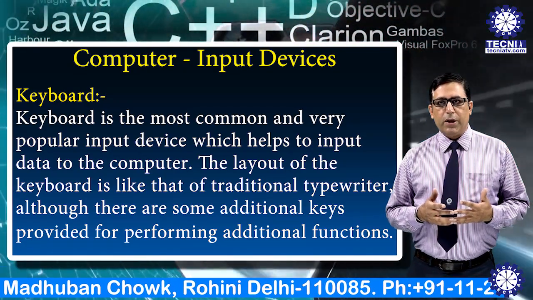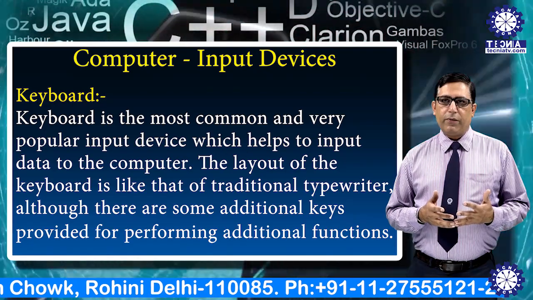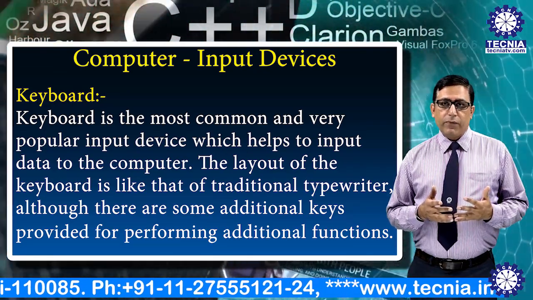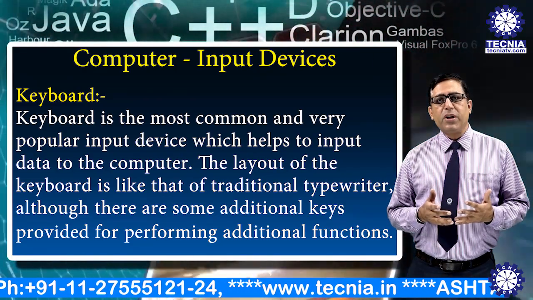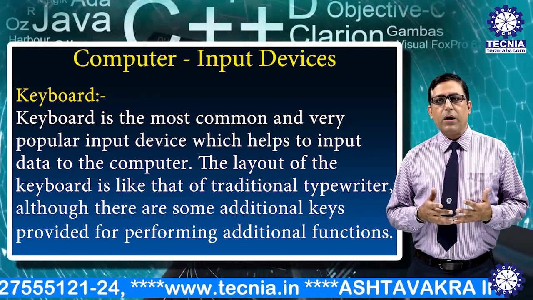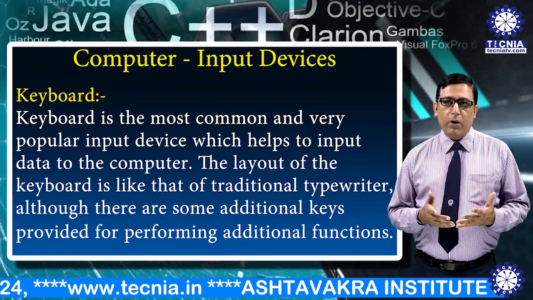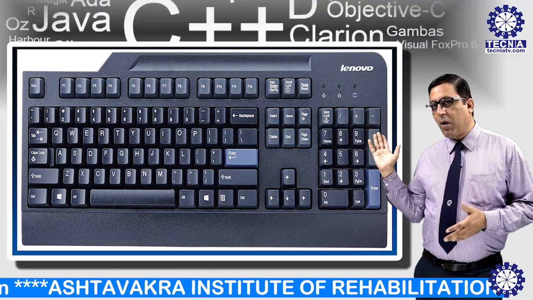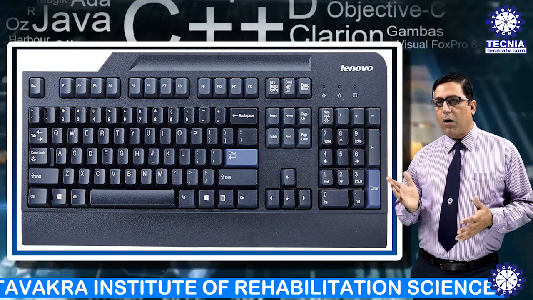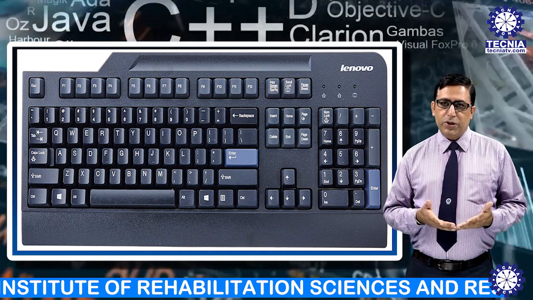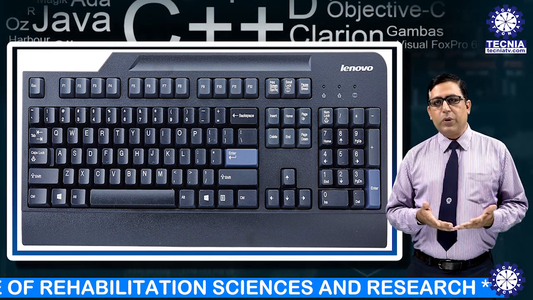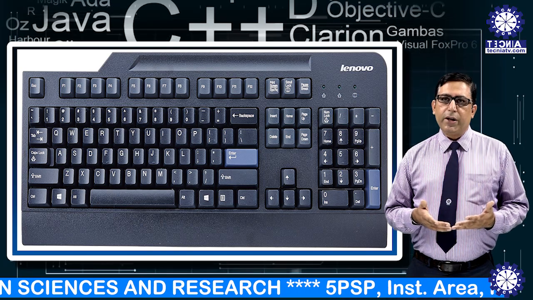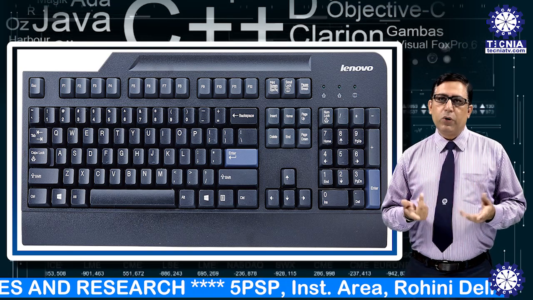Keyboard. Keyboard is the most common and very popular input device which helps to input data to the computer. The layout of the keyboard is like that of a traditional typewriter, although there are some additional keys provided for performing additional functions. Now you can see the diagram of the keyboard. Keyboards are of two sizes, 84 keys or 101, 102 keys. But now keyboards with 104 keys, 108 keys are also available for Windows and Internet.